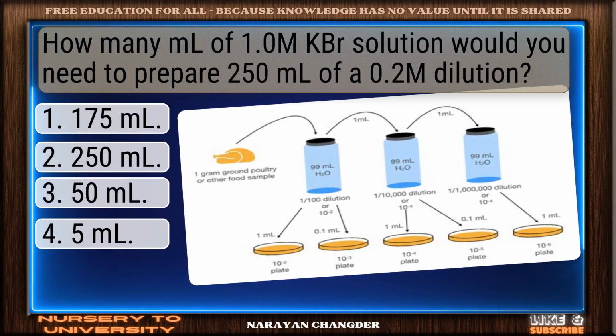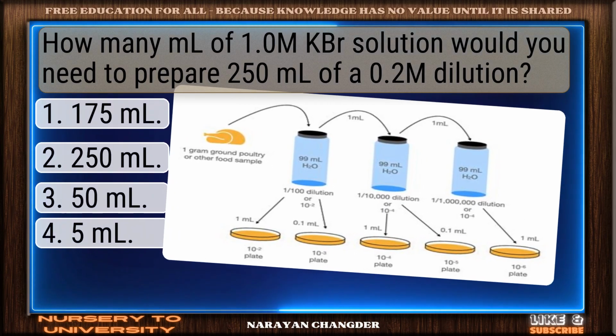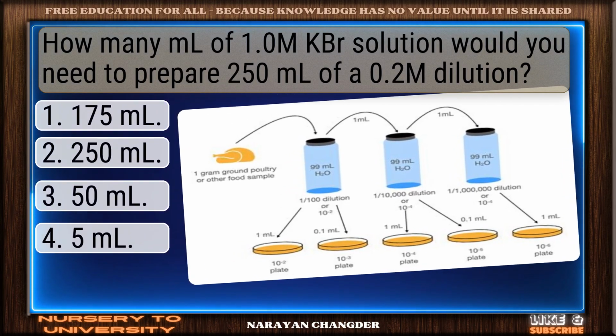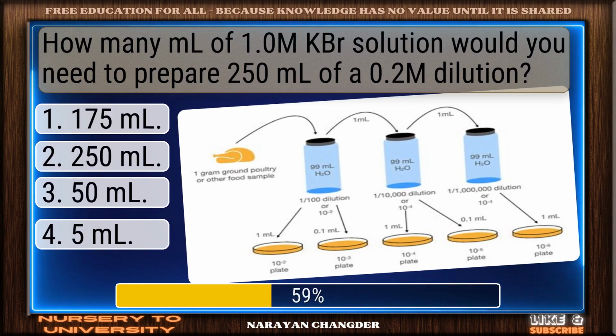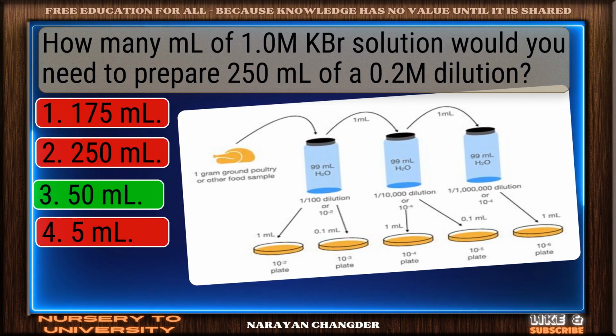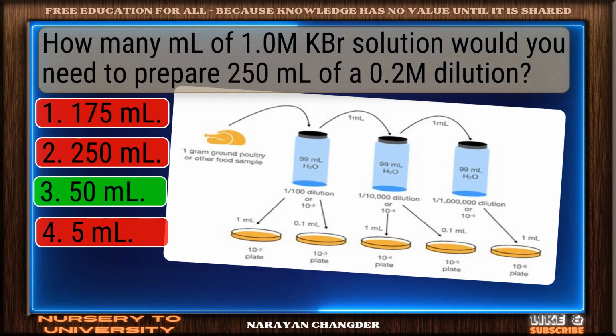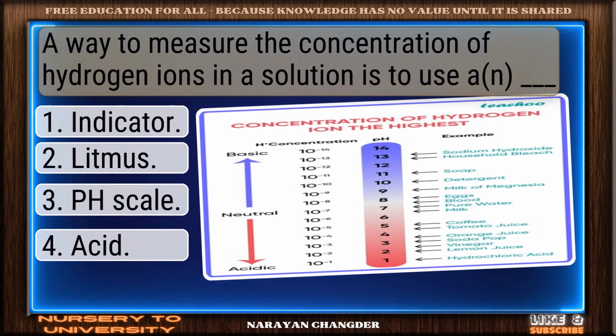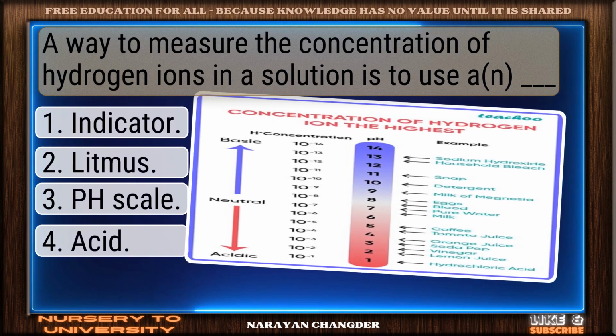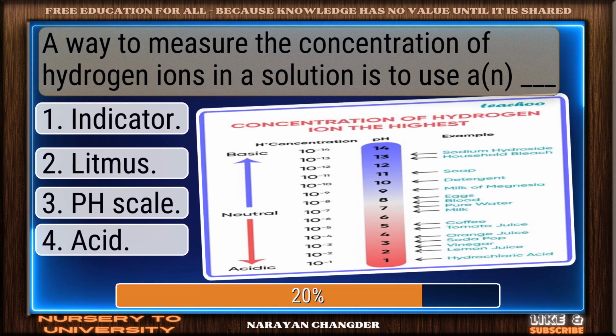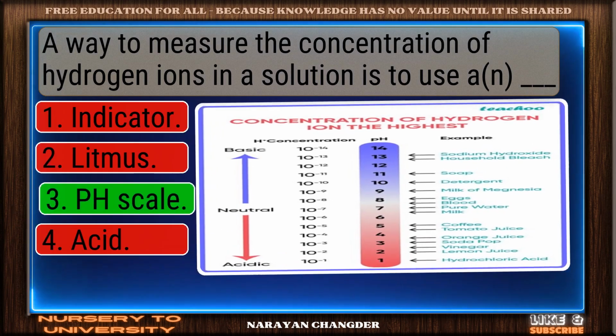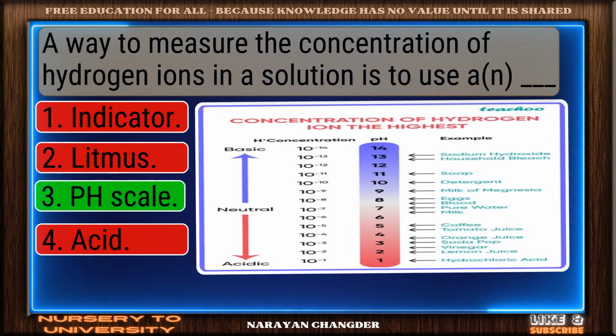How many ml of 1.0 M copper solution would you need to prepare 250 ml of a 0.2 M dilution? Valid point. 50 ml is true. A way to measure the concentration of hydrogen ions in a solution is to use a dash. You chose pH scale, correct?